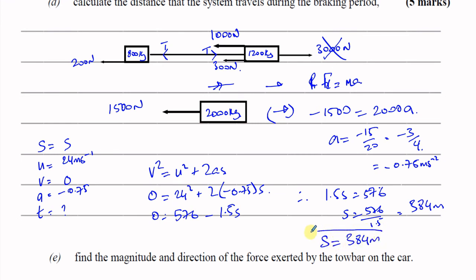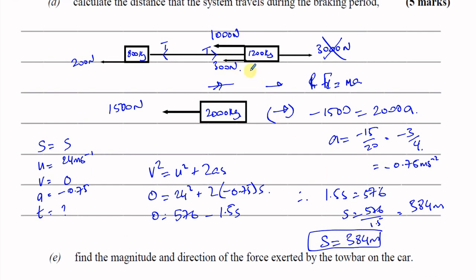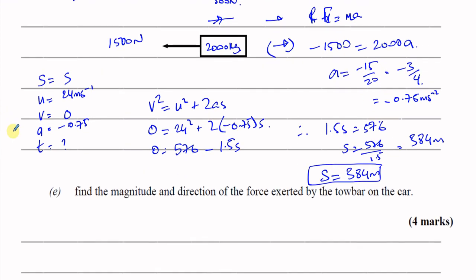Now part E says find the magnitude and direction of the force exerted by the tow bar on the car. We mentioned here already that there's a thrust that's keeping them apart. So the thrust is acting towards the car, in the same direction that the car is moving, just before it comes to rest. So now let's look at the resultant force acting on the car. So consider the car. In fact, we could just look at the trailer.